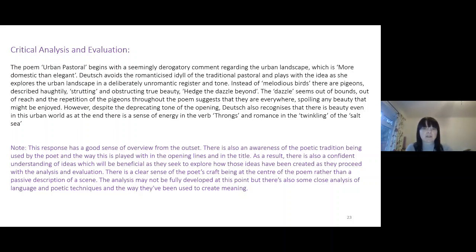The analysis may not be fully developed at this point, but there's also some close analysis of language and poetic techniques and the way they've been used to create meaning, and awareness. So that last line, for example, a sense of energy in the verb throngs. So just the verb choice, and how it's an energized verb, and then the use of romance in the twinkling of the salt sea. So choosing individual words and phrases, making sure they're zooming in, making sure there's an awareness of what language can do and how it can impact the meaning.